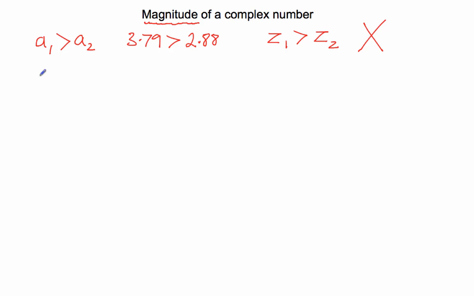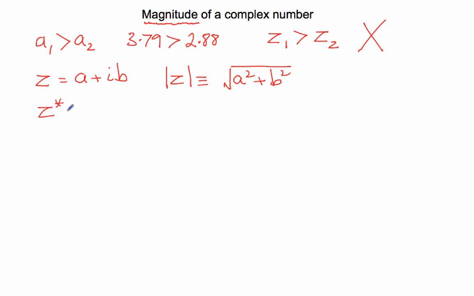And you define it in the following way. Suppose z is the complex number a plus ib. Then you define the magnitude of z as the positive square root of a squared plus b squared. Not the negative sign, the positive sign. And obviously, if I have z star, that's a minus ib. Well, in that case, the magnitude of z star is exactly the same. It's also the square root of a squared plus b squared, and so the two are equal.